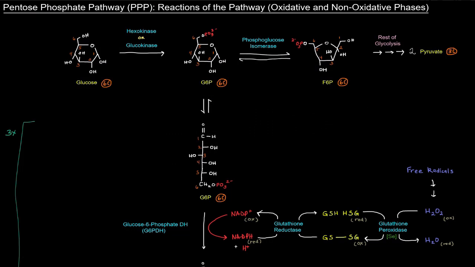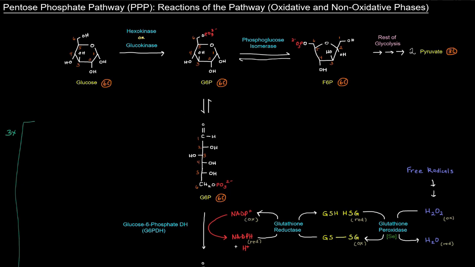Okay, so in this video we're going to talk about the pentose phosphate pathway and the actual reactions of the pathway, including both the oxidative and non-oxidative phases. So we'll start here with glucose 6-phosphate diverting off from the glycolytic pathway, and we're going to show it up in its straight chain form.